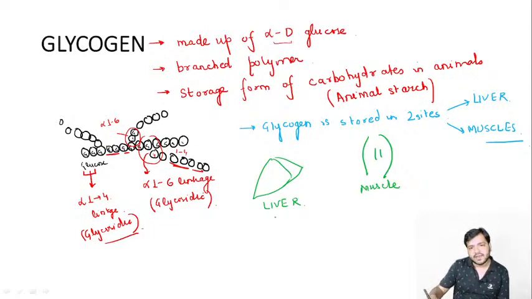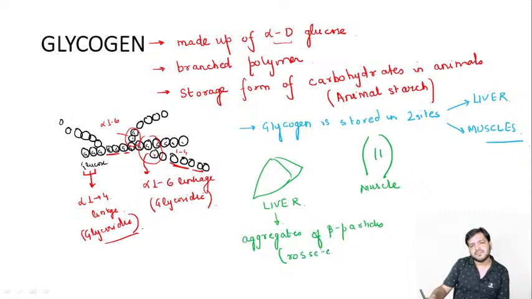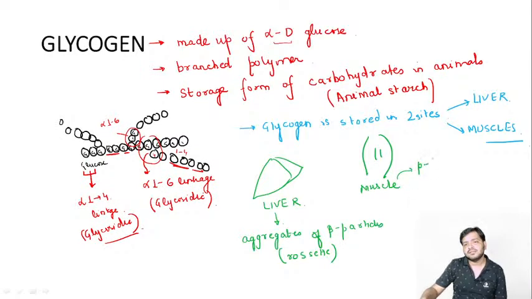So in the liver, you are very well aware, it is basically stored in aggregates of beta particles, which we call a rosette. Basically they are aggregates of beta particles one upon another, in a stack form. So it is the rosette that is stored in the liver. And in muscle, we have the beta particles, and remember that a single beta particle has 60,000 glucose units.